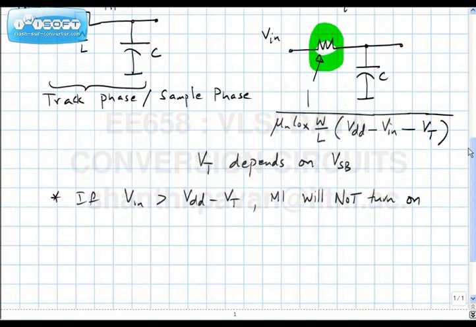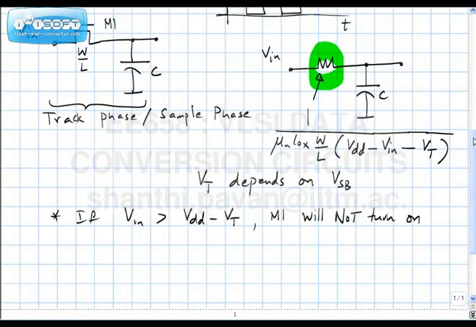So already we have seen that the simplest circuit you can come up with has got some problems. If there were no problems, then you move on with life, right? Okay. So one problem is that if Vin is greater than VDD minus VT, M1 will not turn on at all, which is indeed something that we need to fix, because that restricts the amplitude of the signal that you can put in.